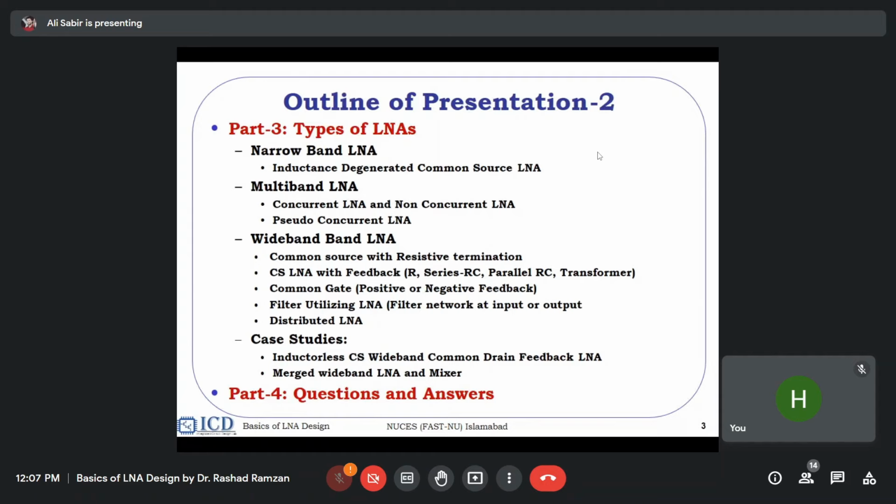We will discuss that in part two, and in part three, we will talk about narrowband LNAs, multiband LNAs and wideband LNAs. So we will see in which situation we employ which type of LNA and what the basic trade-offs are with these different types of LNAs. And then at the end, we will talk about two case studies, which are actually two LNAs I designed in the past. I will discuss the design of those two LNAs. They are published in different IEEE journals. So we will take these LNAs as a case study.